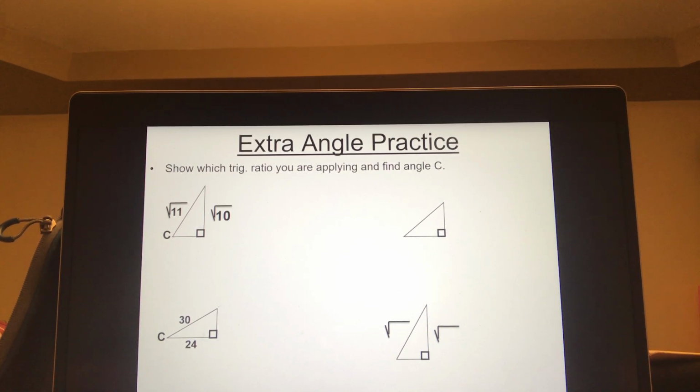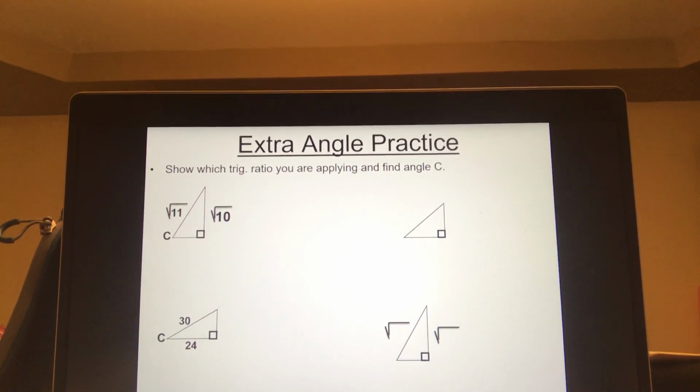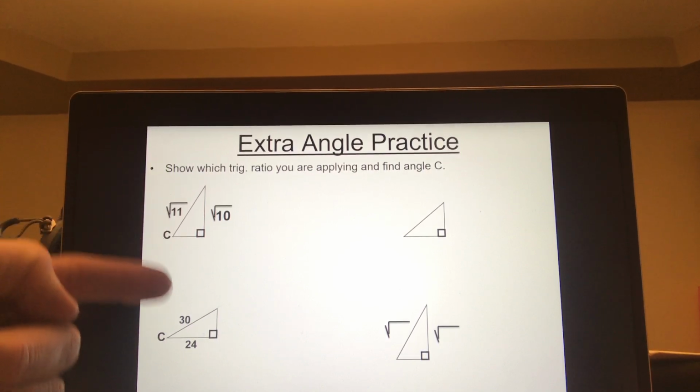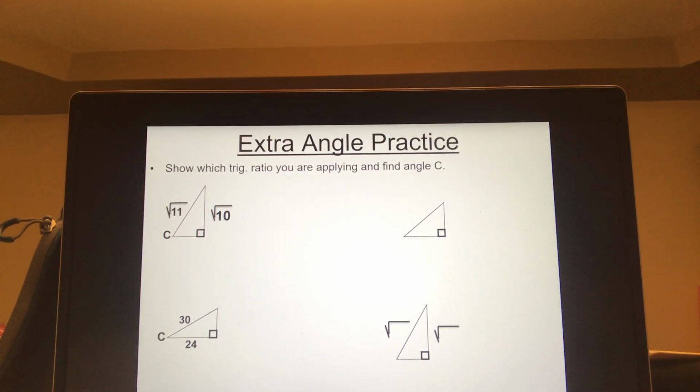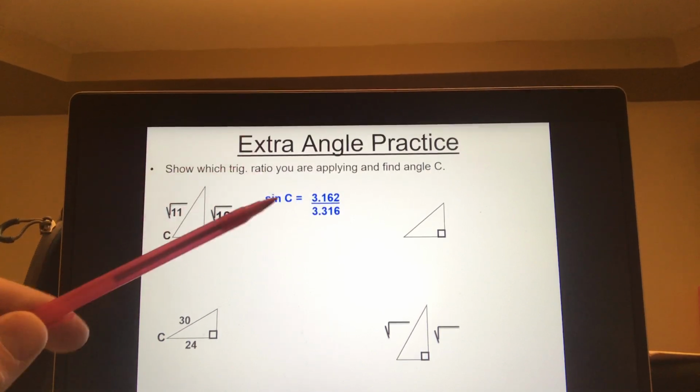So, this is part 2 of the 8.4 trig notes video. Hopefully you try to find angle C in both of these. And this one, if I was in class, I'd ask, what trig ratio are you going to use, sine, cosine, or tangent? And somebody would recognize you're going to use sine, and I'd probably say, why sine? And somebody said, well, you got the opposite side and the hypotenuse. Bingo, it's a sine ratio.